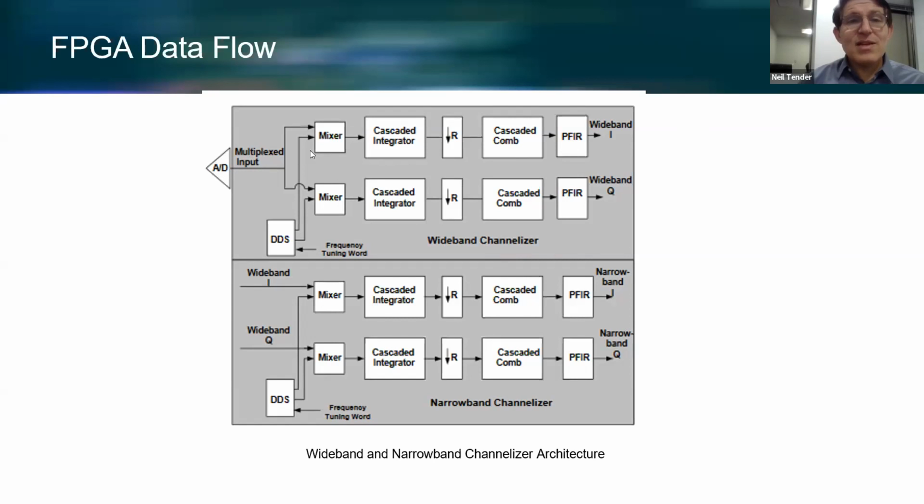The data can flow in here, go through the mixer, the integrator, the down converter, there's a decimation, go through the filters, and it can be pipelined, meaning you don't have to wait for the whole path to finish before you bring in the next data. The notion of pipelining is that data flows through here and is stored in intermediate places along the way.